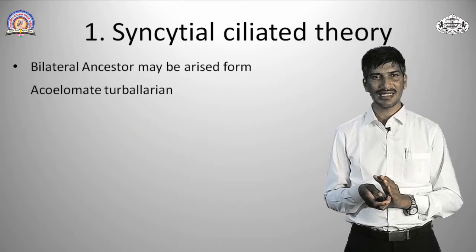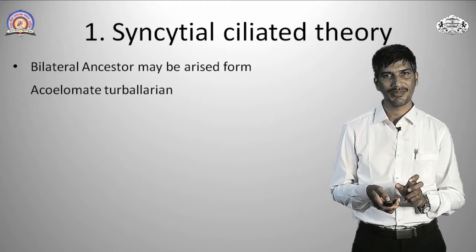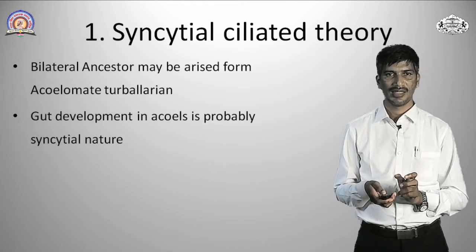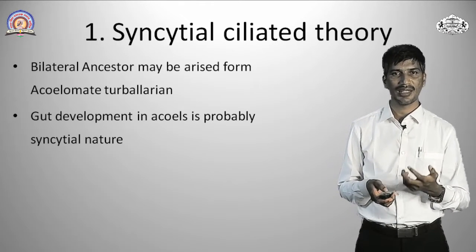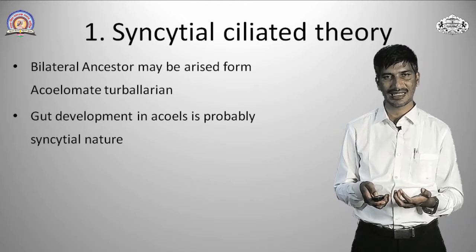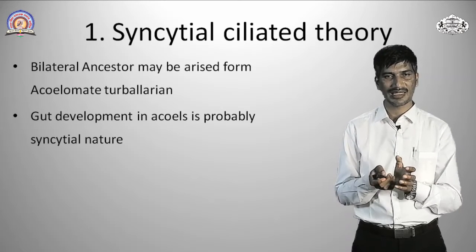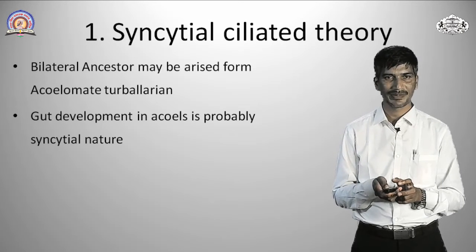The syncytial theory also suggests that the bilateral ancestor may arise from a coelomate turbellarian, and in that animal there is a gut development. The coelomate animal is probably syncytial in nature. Continuously, the whole body of a single cell develops a number of nuclei and then cellularization takes place.